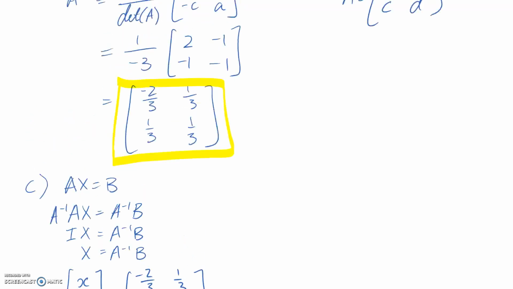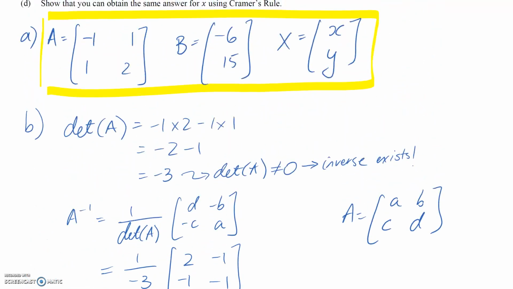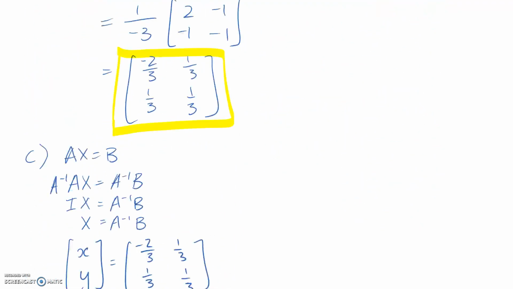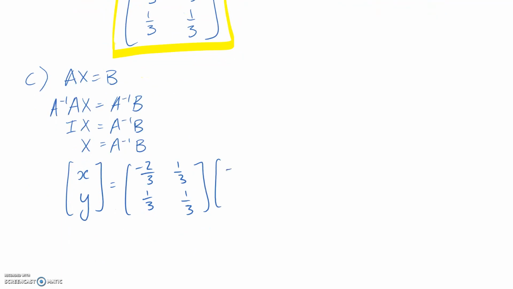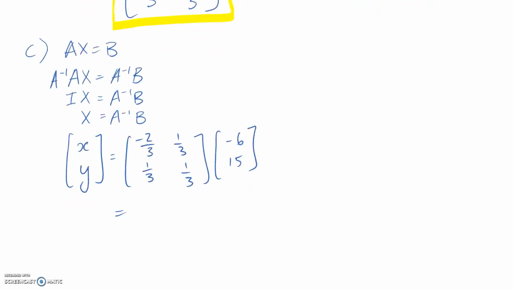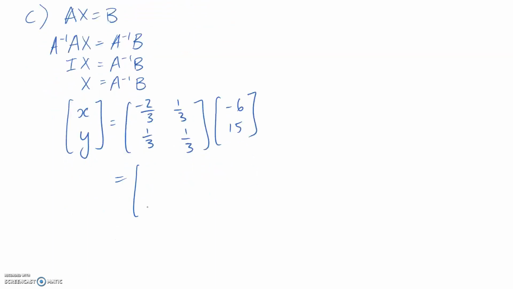And our B matrix, we wrote that up the top. It was the -6 and 15. So now we just need to perform the matrix multiplication. So we're going to get -2/3 multiplied by -6 plus the third, times the 15.